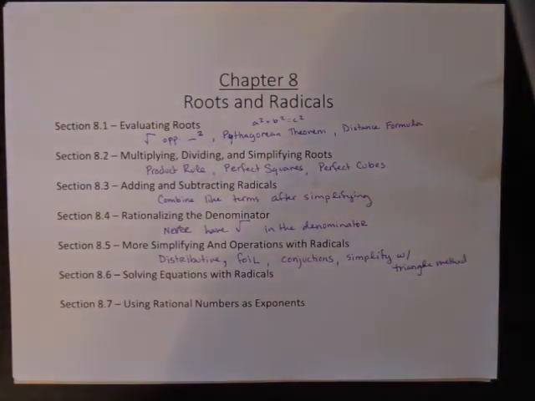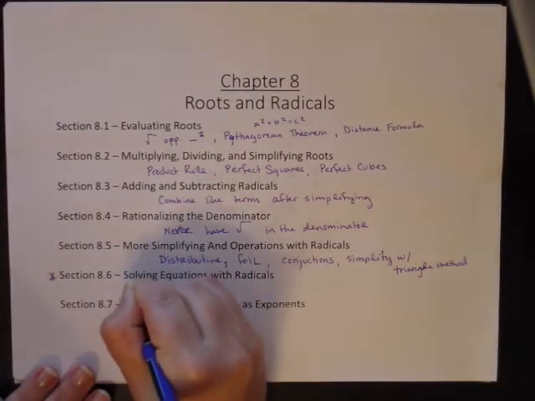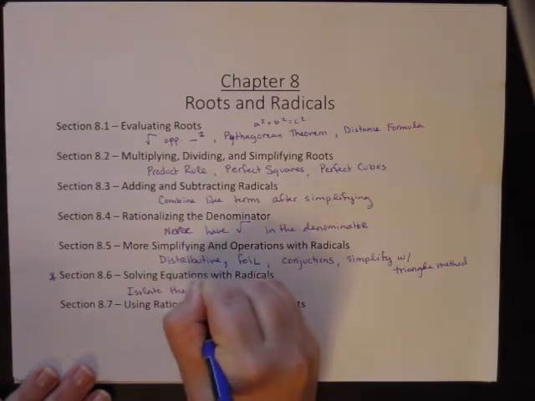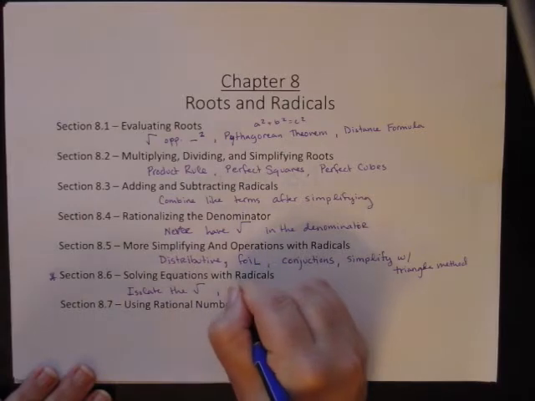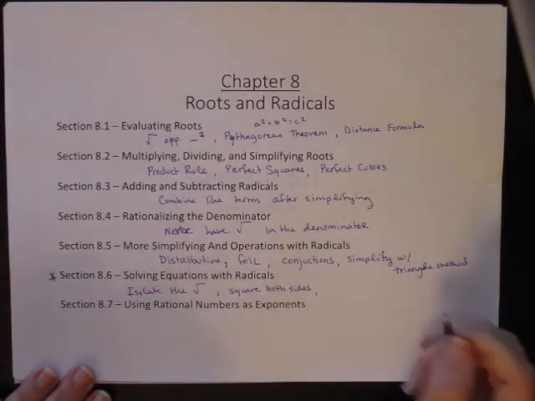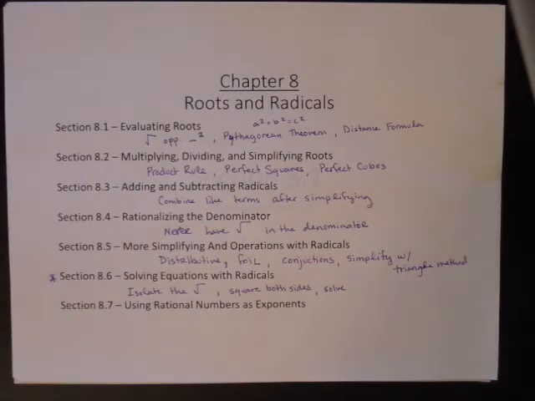In 8.6 we're going to be solving equations with radicals. How you do this is the most important section actually. You're going to isolate the radical or the square root. Then you're going to square both sides. And then you're going to solve. Sometimes it will be linear, sometimes it will be quadratic. So meaning you might get one answer or you might get two.